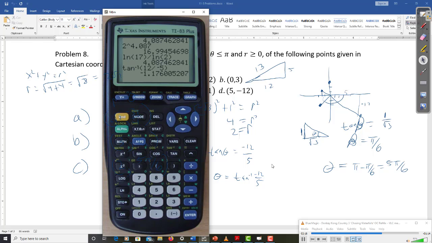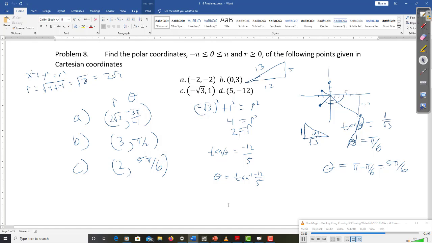Yeah, it's negative 1.176, rounded to 4 decimal places, but we'll just leave it as this. So our hypotenuse is 13, so our radius is 13 and our angle is inverse tangent of 12 fifths. And there we go. On the next problem, I believe we're going to look at converting an equation between polar and Cartesian coordinates.